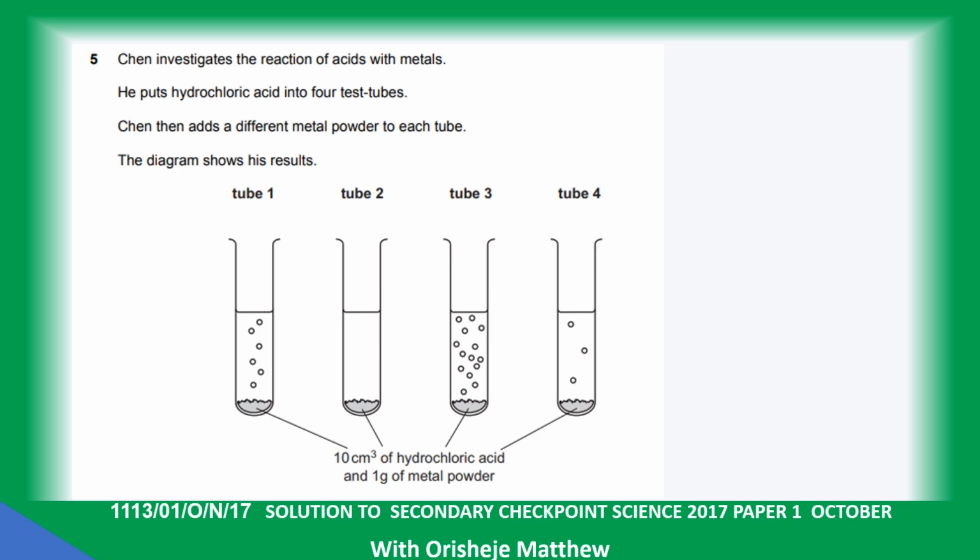Question 5. Shen investigates the reaction of acid with metal. He put hydrochloric acid into 4 test tubes. Test tube 1, test tube 2, test tube 3, test tube 4, containing hydrochloric acid.